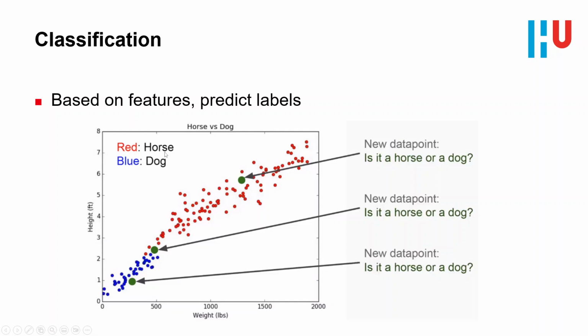And our target is basically, if we've got a new data point, is it a horse or is it a dog? Well, this data point is pretty close to the red one, so we assume it's a horse. This data point is pretty close to the blue one, so we assume it's a dog, and this one is a little bit more exciting.